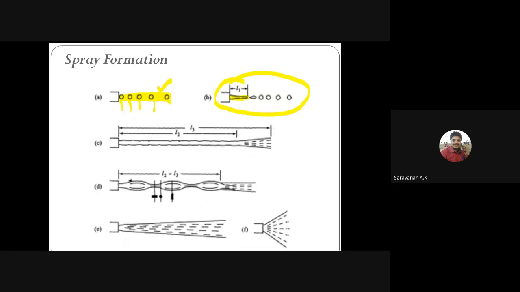Then the stream encounters aerodynamic resistance. The stream encounters the aerodynamic resistance from the dense air present in the combustion chamber.